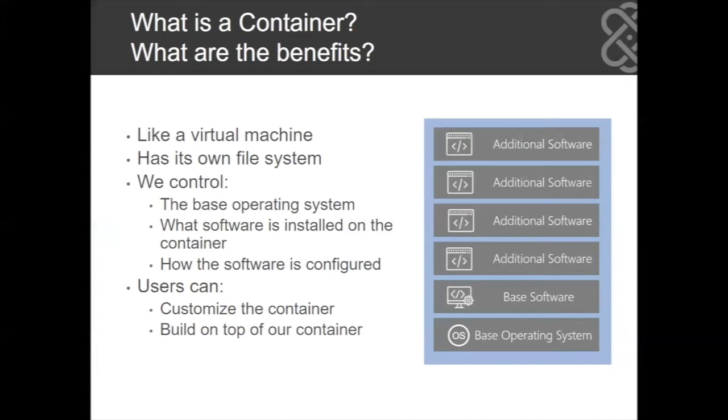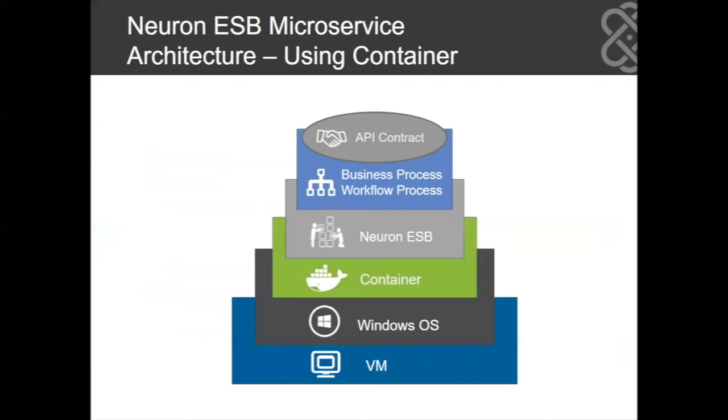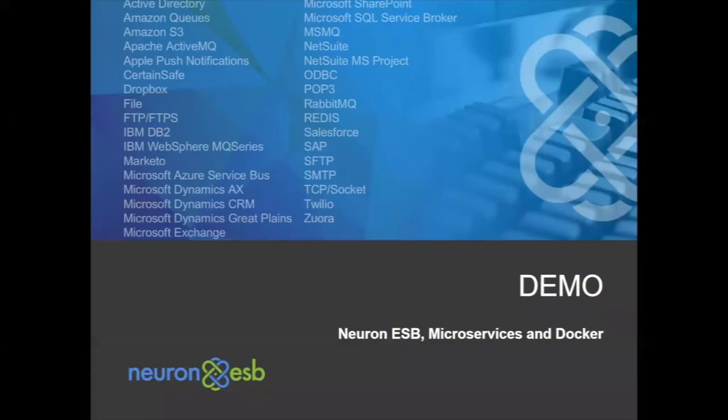In a nutshell, if we use a container to package our software, it is guaranteed to run as is on any other machine. And the microservice architecture with container looks like this. Again, you will define the API contract using Neuron Explorer, and you will put the business logic using business process and workflow process. They are going to run in a Neuron ESB, and this Neuron ESB is going to run under the Docker container. With that being said, I would like to jump into a quick demo and show you how easy it is to run microservices in a Neuron container using Docker.